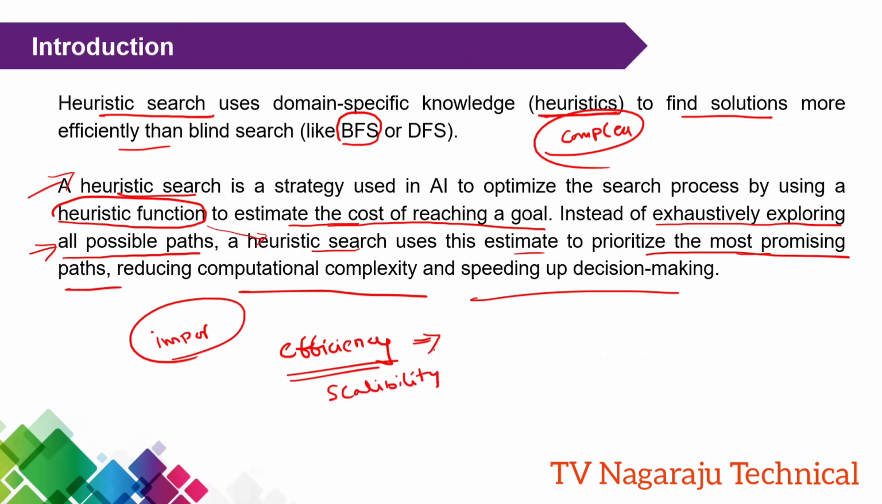Efficiency increased means instead of exploring all the paths, it can move to only the promising path. Scalability means it can be applied to large data sets also. This is the main thing about heuristics in heuristic search.